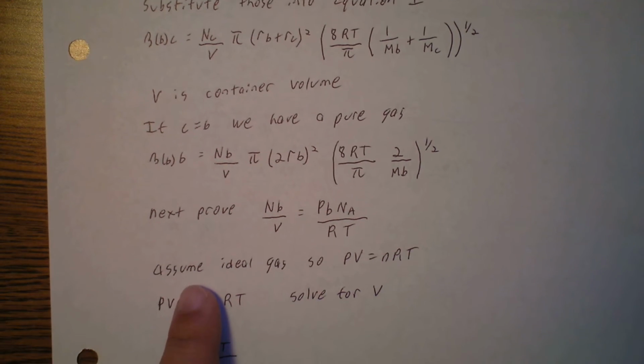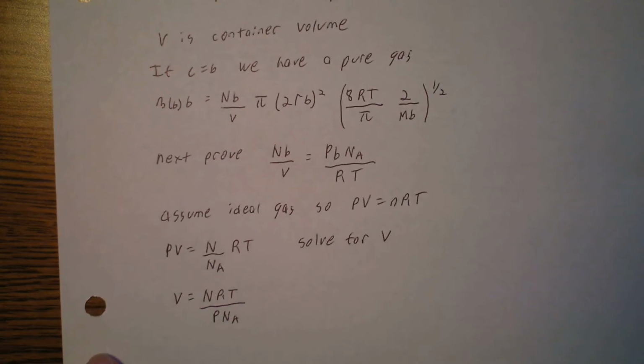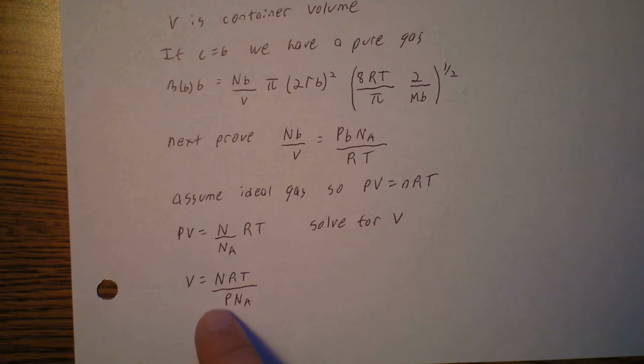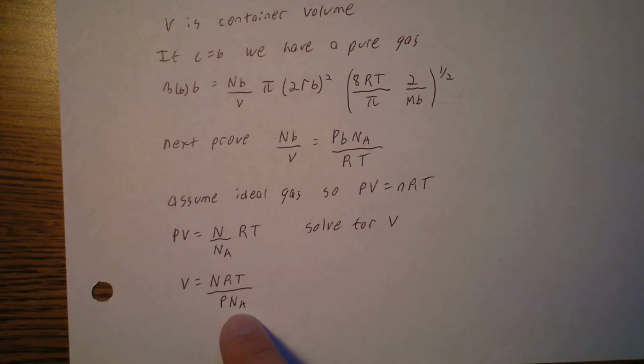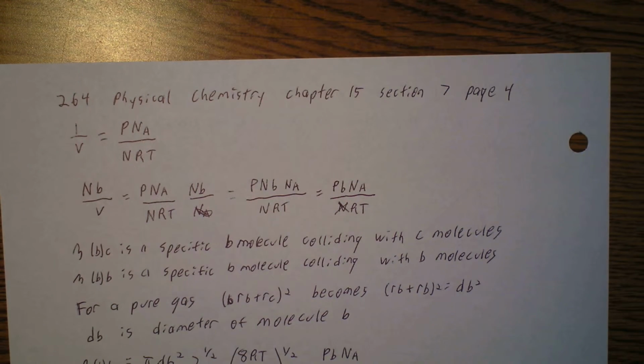Now we're going to assume ideal gas for now, so PV is equal to nRT, and of course that is PV equal to the number of molecules divided by Avogadro's number times R times T. We're going to solve that for volume, so volume is equal to the number of molecules times RT divided by pressure times Avogadro's number. So we have 1 over volume equal to pressure times Avogadro's number divided by the number of molecules times RT.